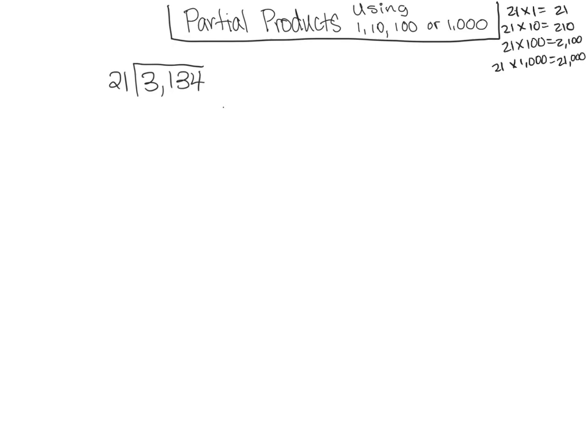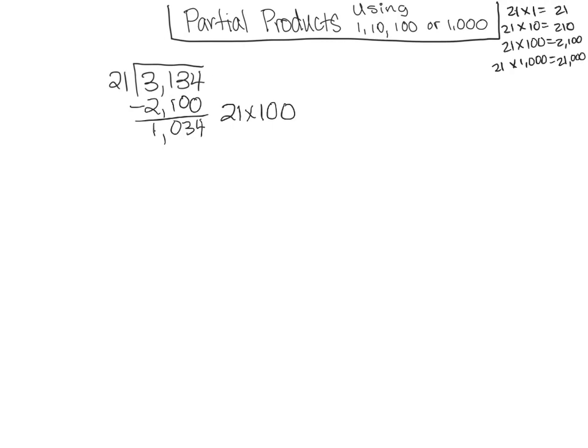So now I have to think, 21 times what gets me close to but not over 3,134? From our facts, I can see that I can multiply this times 100, and that'll give me 2,100, which I will subtract. Let me just line these up a little bit better. There we go. All right, so when I subtract, 4 minus 0 is 4, 3 minus 0 is 3, 1 minus 1 is 0, and 3 minus 2 is 1.